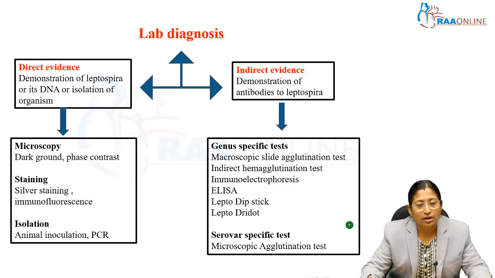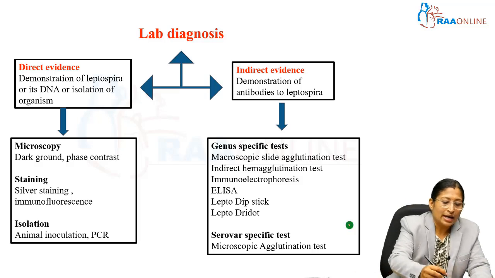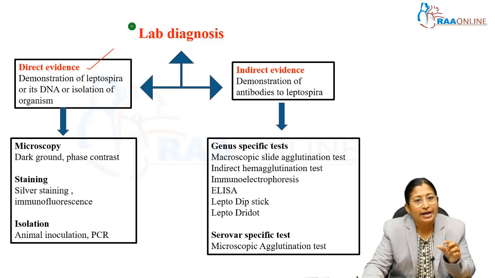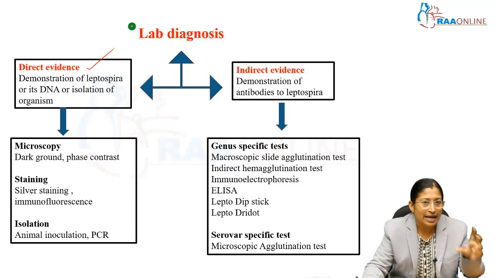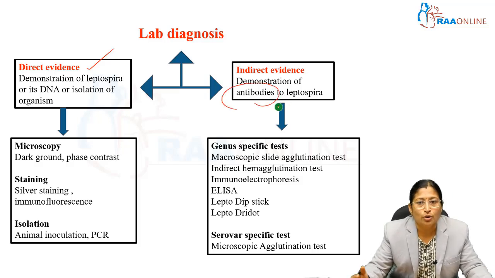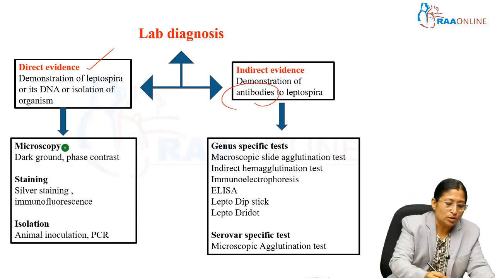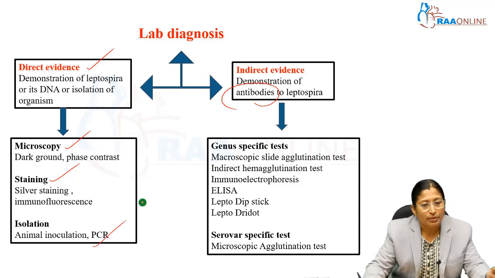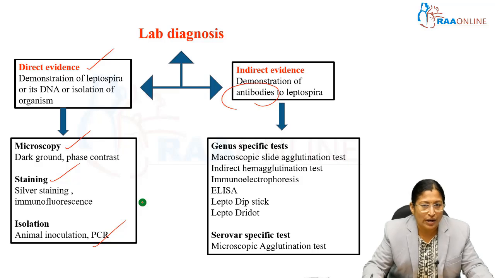Okay, how do I demonstrate or confirm the diagnosis? You can either do a direct evidence test, where there is demonstration of the organism per se or isolation of its DNA. That is direct evidence. Indirect evidence is the various antibody tests that we do, that is, demonstration of antibody to the leptospira. Under the direct evidence tests, you have microscopy: dark field or phase contrast microscopy with silver staining or immunofluorescence staining, with which you can demonstrate the organism, or animal inoculation or PCR. But most of these tests are of research value only.